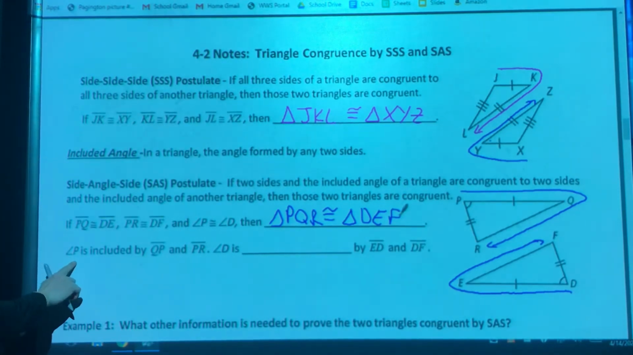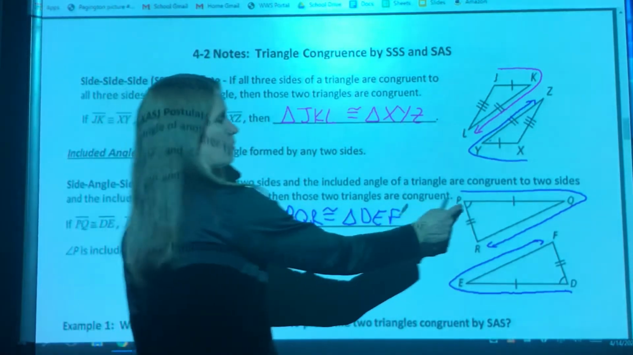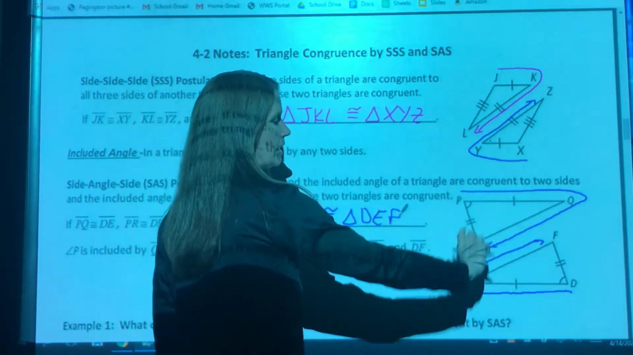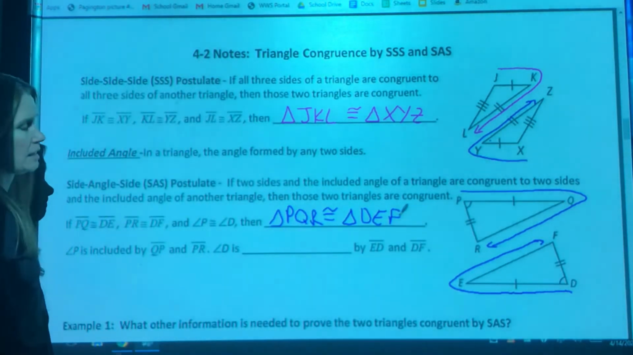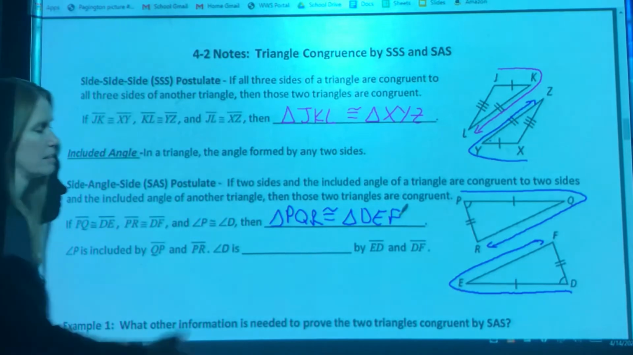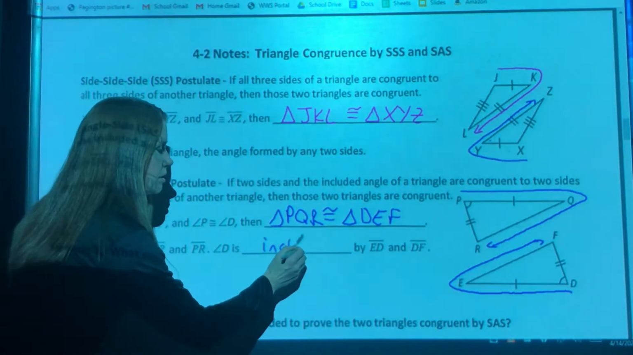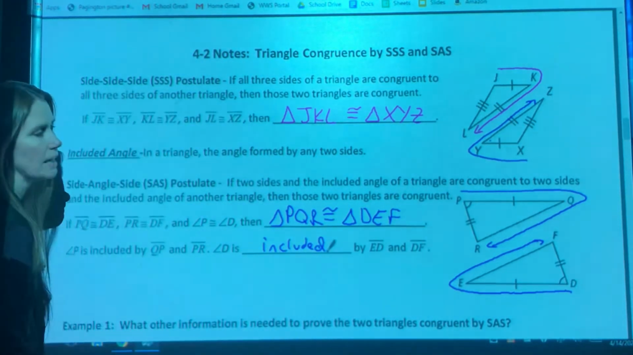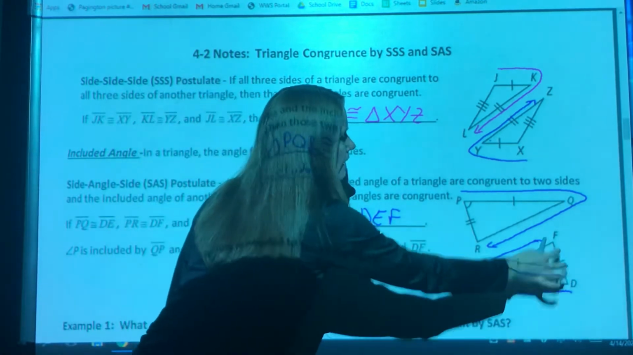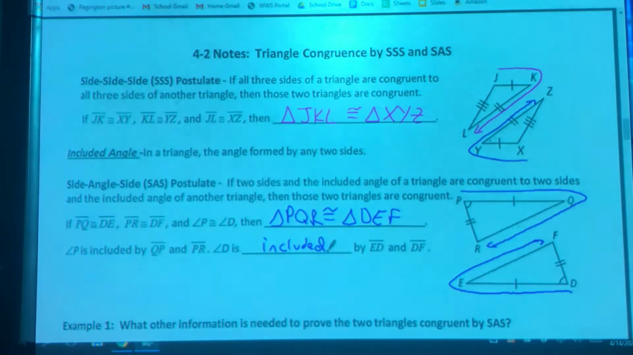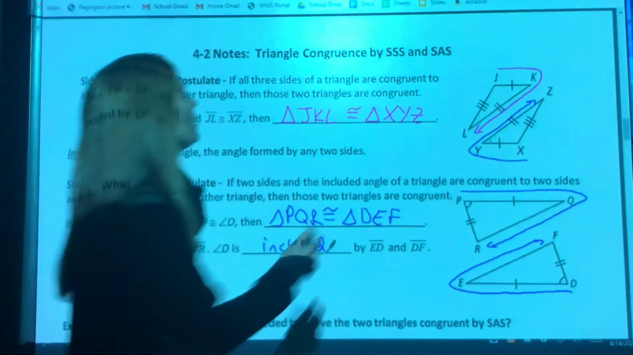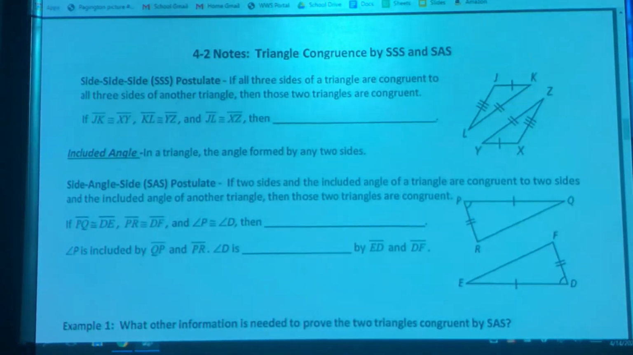It says angle P is included by QP and PR, meaning, you know, angle P is right in the middle of QP and PR. And it says angle D is included by ED and DF. Okay, angle D is the angle right in between those two congruent sides. Okay, let's go ahead and get that moved up and check out example 1.